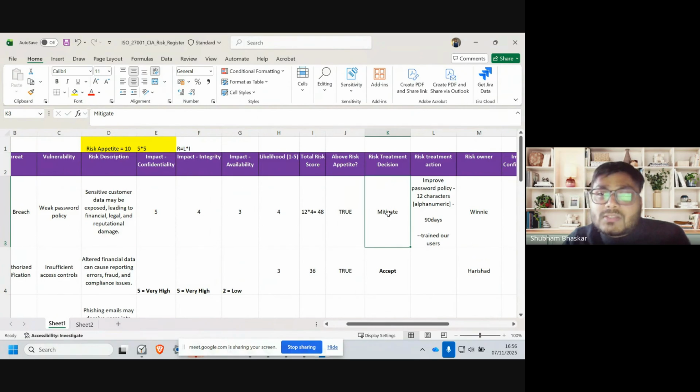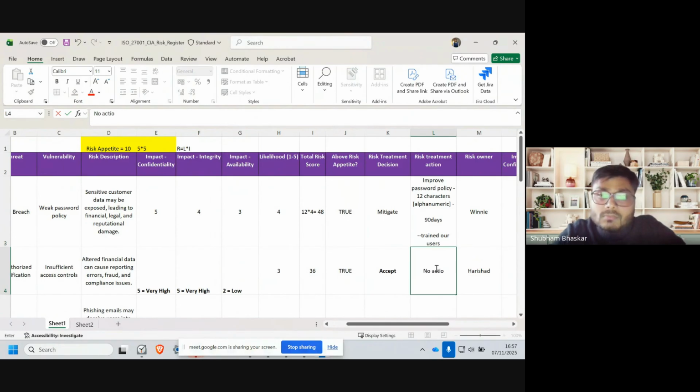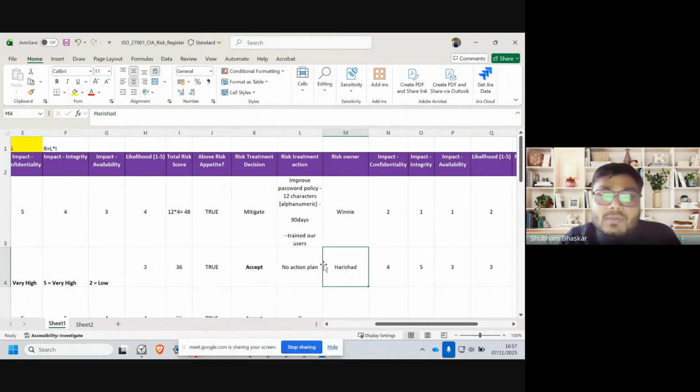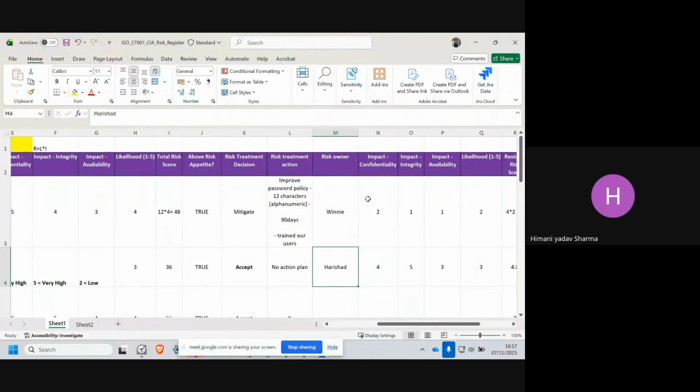If the decision was to accept it, there will be no action plan like you see here, right? Once we have accepted it, there is no action, right? And then you assign a risk owner, do everything, right? Okay. And then, sorry to interrupt you, but when you say you are accepting a risk, doesn't that mean that you are saying that you can never accept a risk, right?